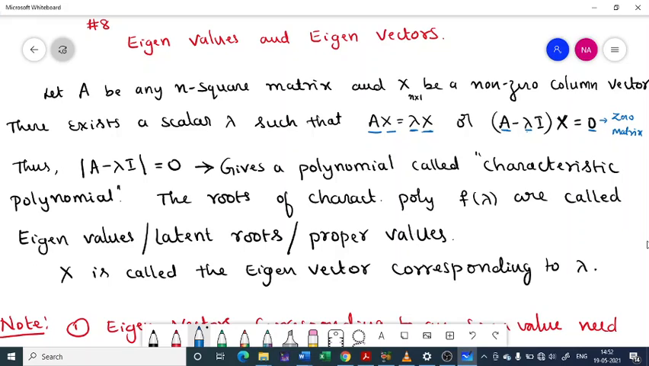Now taking determinant on both sides, you will get determinant of (A minus lambda I) into determinant of x equals 0. Determinant of a zero matrix is 0, no worry about it. Now determinant of (A minus lambda I) into determinant of x equals 0, but determinant of x is not equal to 0 because it is a non-zero column vector.